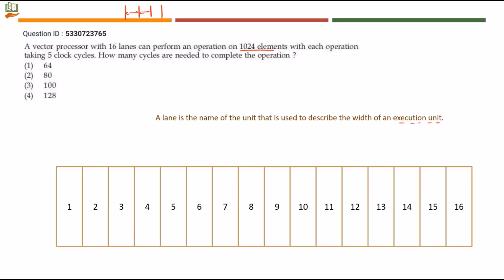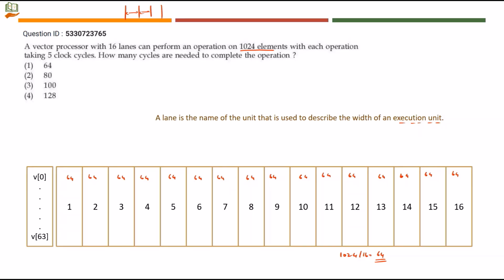These are the 16 lanes. So 16 lanes will perform on 1024 elements. You have to split 1024 by 16. When you divide 1024 by 16, you will get 64. So 64 here, 64 here, 64 here. Similarly, this is how it will be divided. So 64 into 16 will give 1024 elements. So 64 elements will be processed in one lane. How will it be processed? It will be processed from V0 to V63.